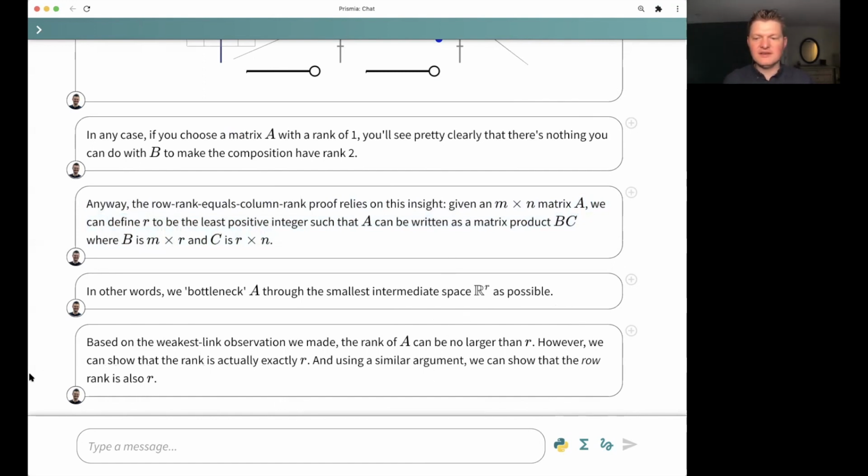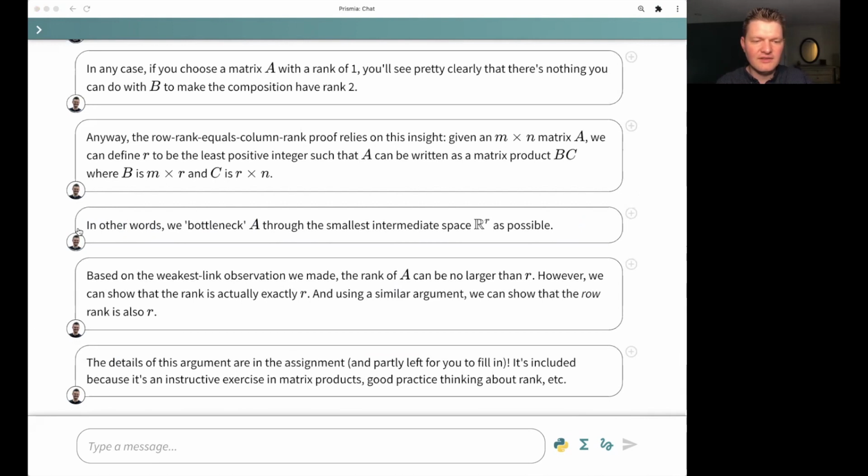But because the R is chosen to be as small as possible, we can show the rank is actually exactly equal to R. And then you can, from there, turn that argument around and use the same idea to show that the row rank is also equal to R, the same R that comes from this exact same process. So I don't want to go further into the details of that argument because it's in the assignment and I want to leave you to work through it.